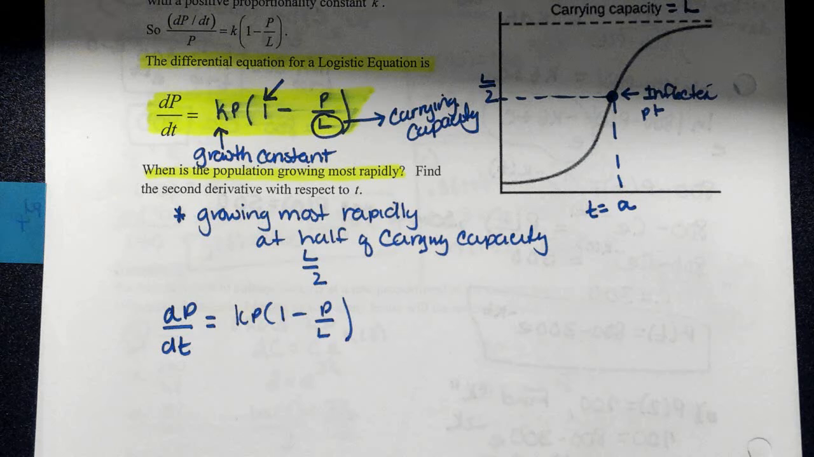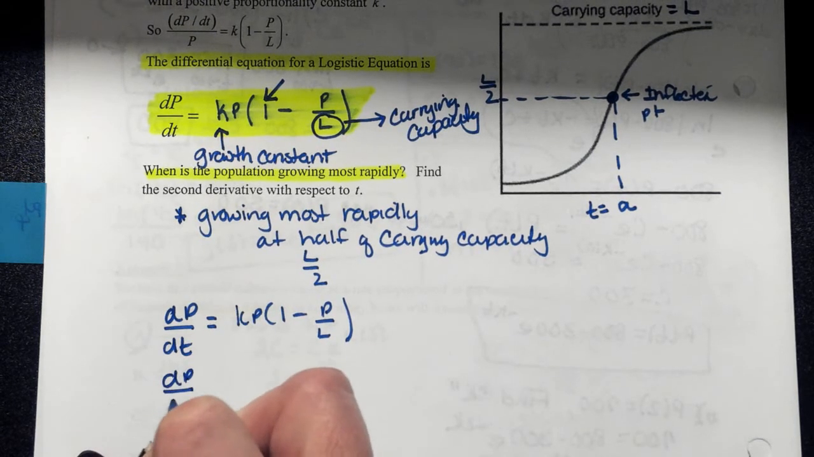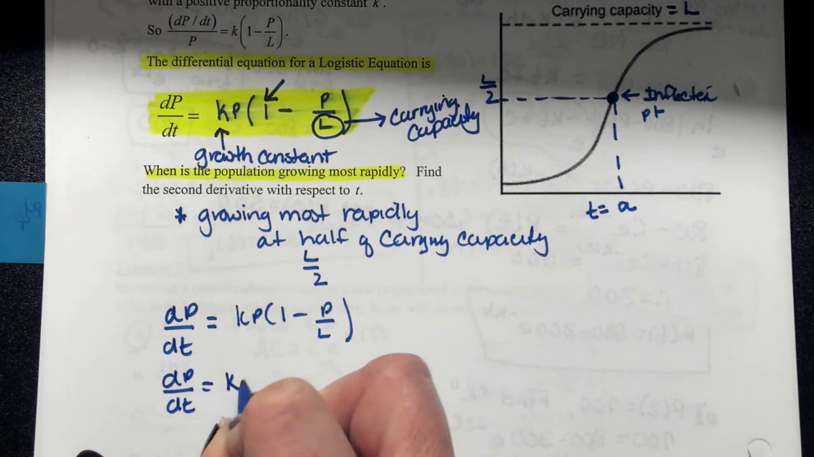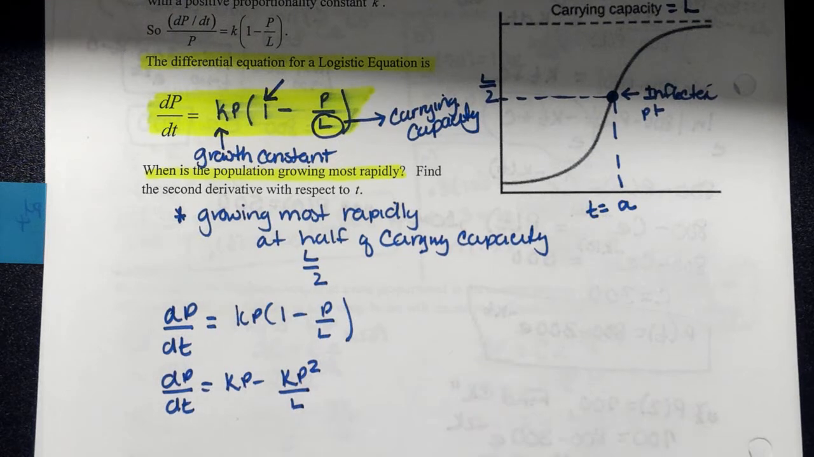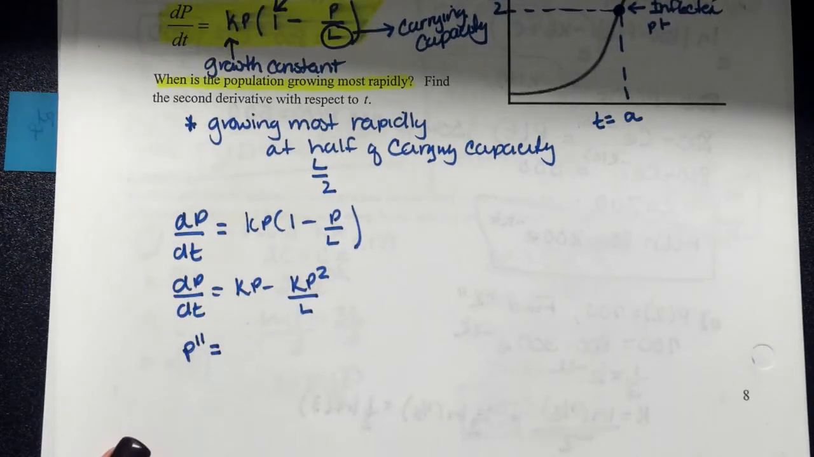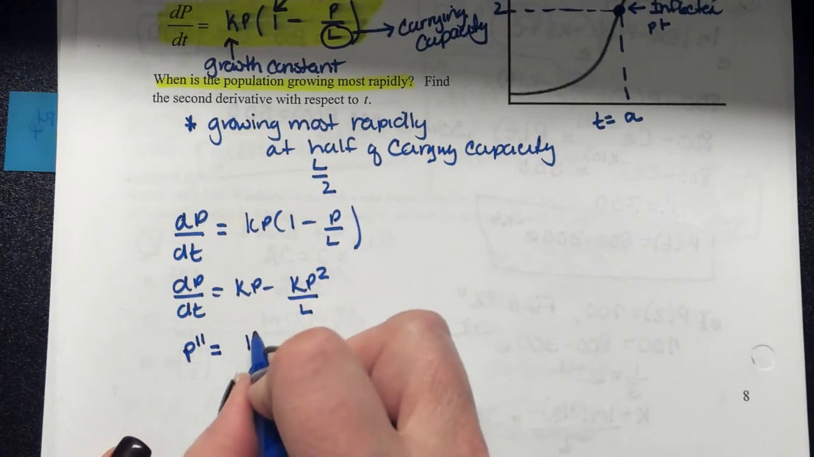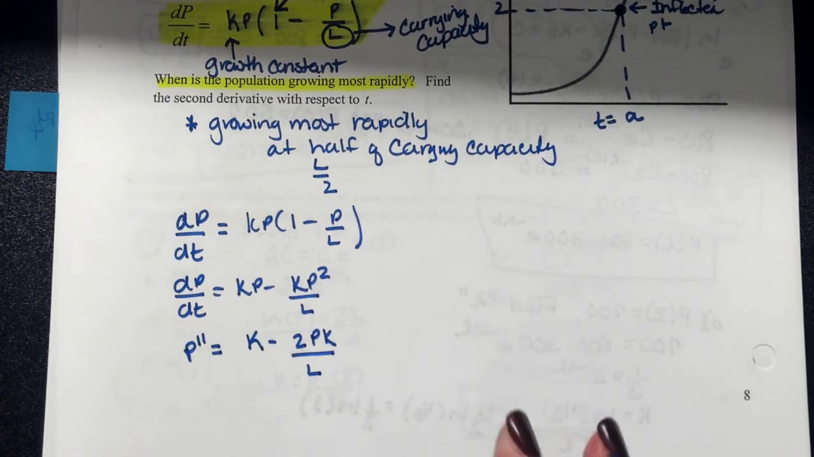So remember how you found inflection points? You found the second derivative and you set the second derivative equal to 0 because you're looking to see where the curve changed concavity. So I'm going to go ahead and distribute the Kp. So I'll have Kp squared over L. So I want to take my second derivative with respect to P. So then the derivative of Kp is just going to be K minus 2pk all over L.